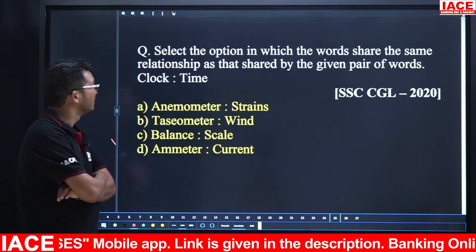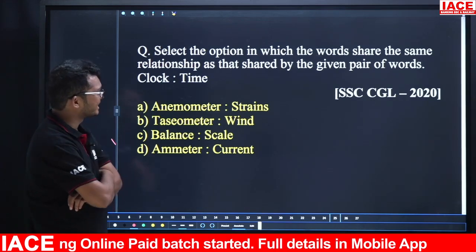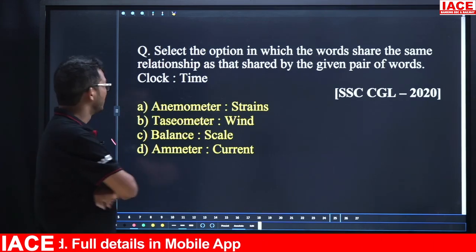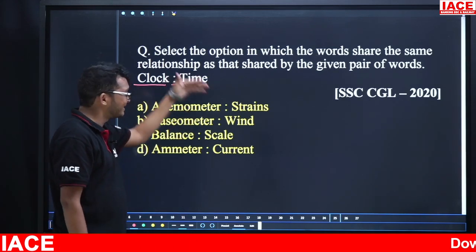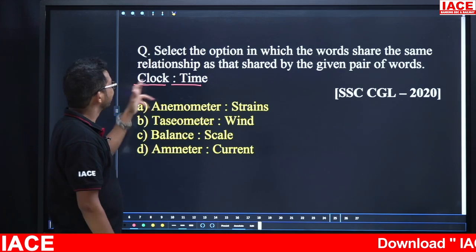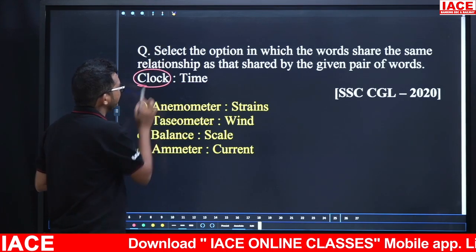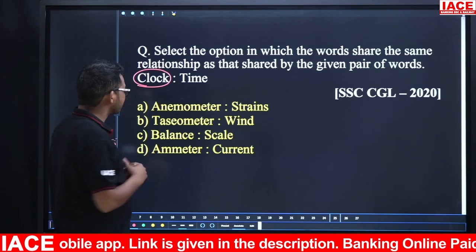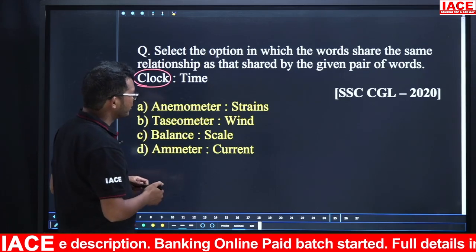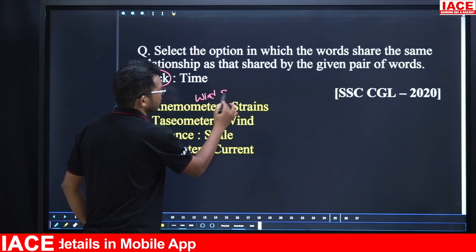Yes, time up. Select the option in which the words share the same relationship that is shared by the given pair of words. So these two are going to share some relation. So which of the following has the same relation? Now clock, here time. So friends, here clock is the instrument. It is used to measure the time. Next anemometer. Anemometer is used to measure the wind speed and now here they gave strains, no chance.